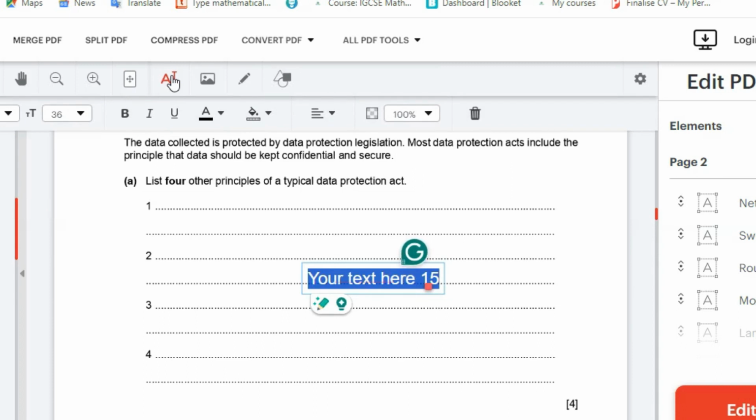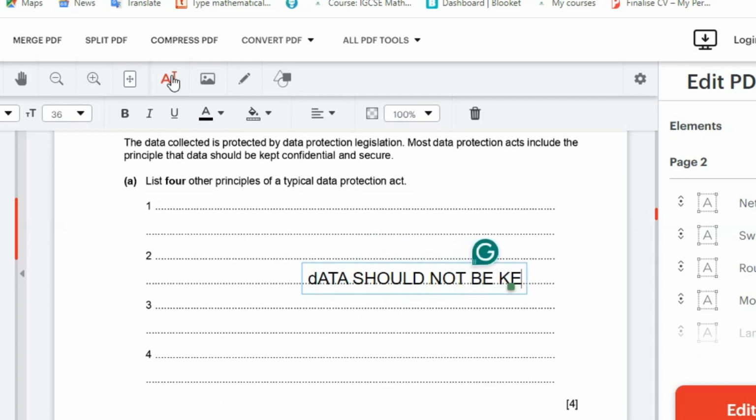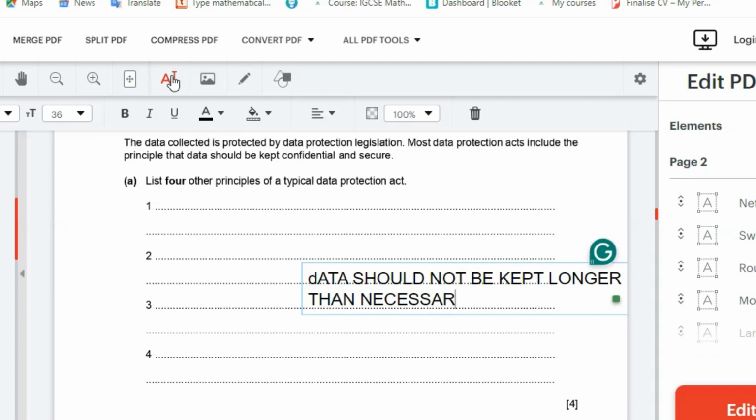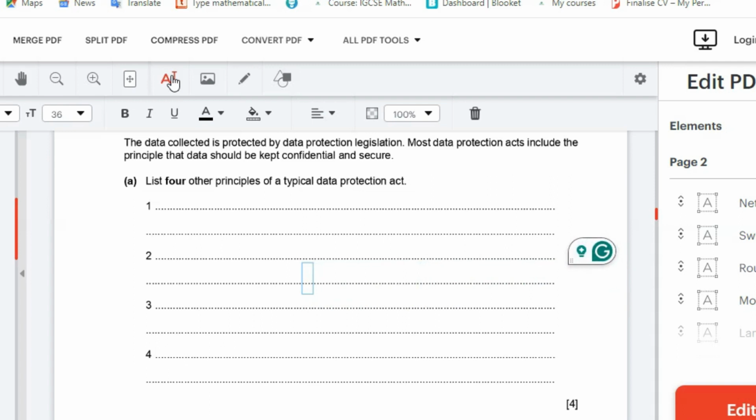So 1, you have what? Data should not be kept longer than necessary. That is, you should not keep people's data unnecessarily.